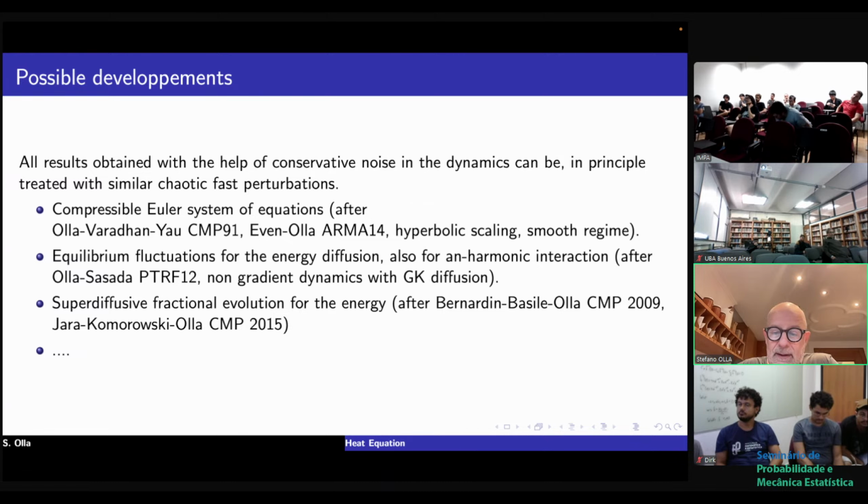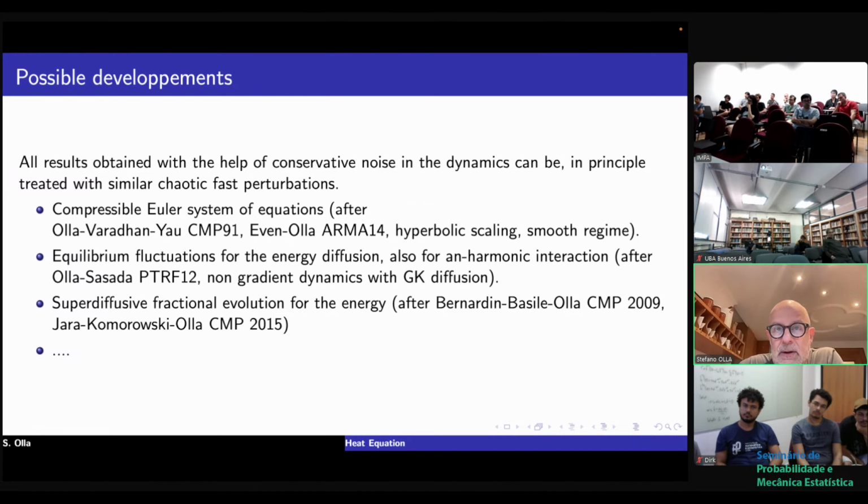Then there has been work in the super diffusive case where you take a fractional evolution of the energy, and this is also work with Milton and Thomas some time ago. Even there, I think one can put... This is also done in one dimension, in the pinned case, when you also conserve momentum and volume.